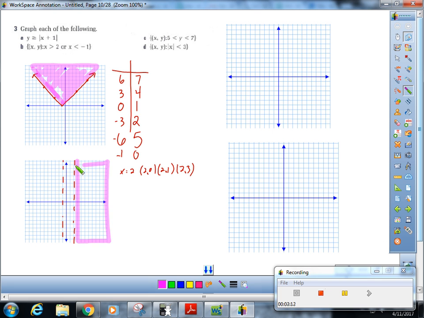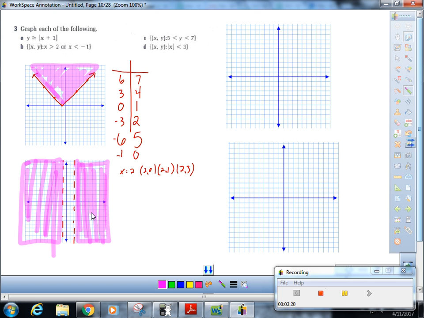I'll finish this up. Put it up. So our answer is all of the values on the outside of those goalposts. Okay? Part C, y is greater than 5 but less than 7. So it's kind of the opposite of the last graph.